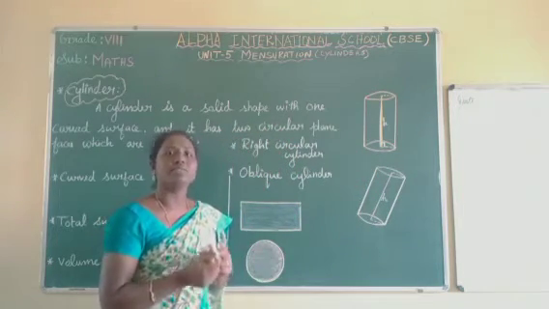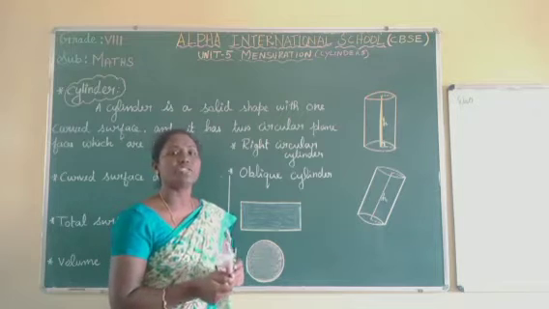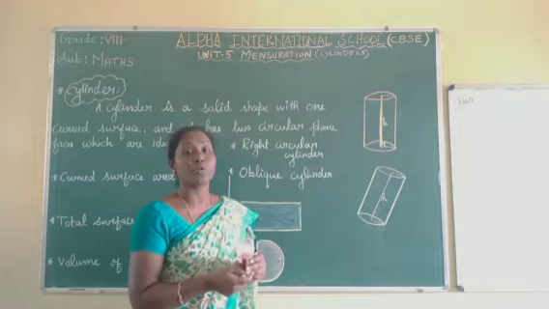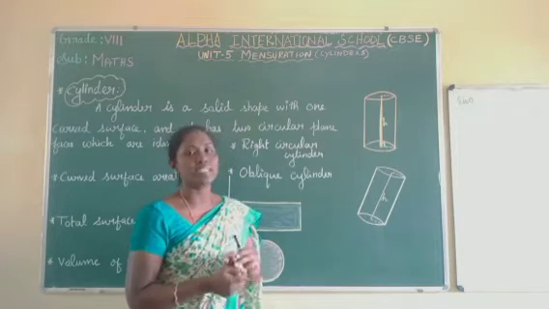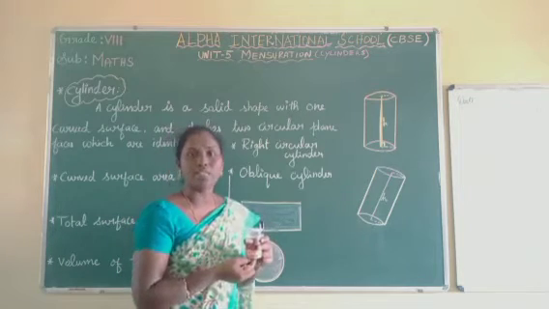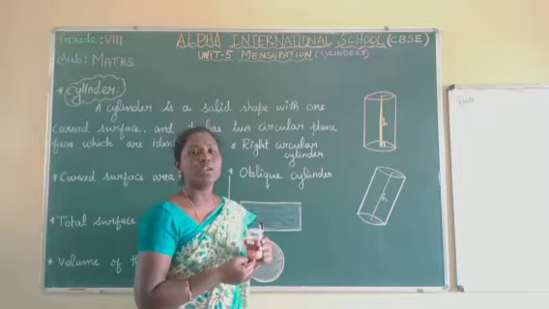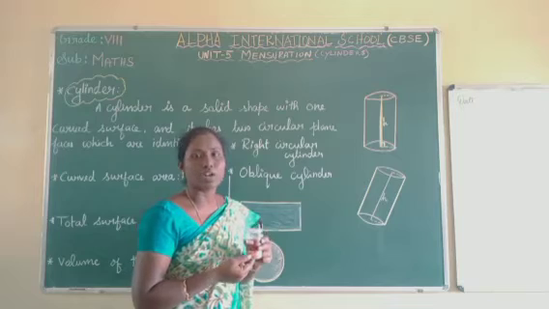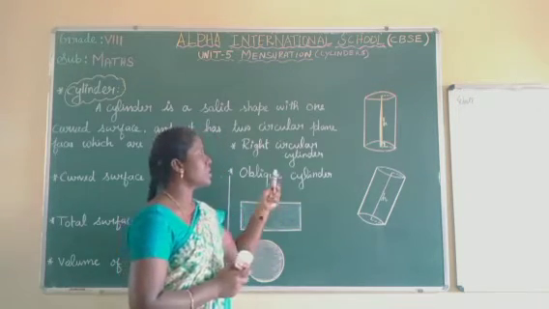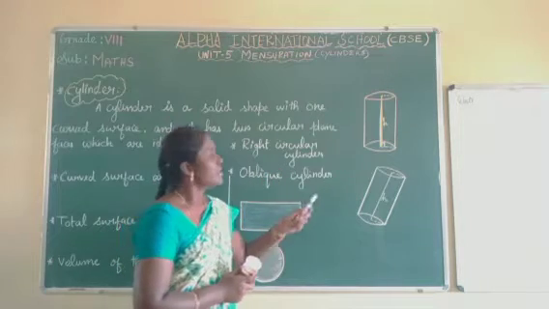In this exercise, we are mainly going to solve the problems based on the right circular cylinder. If it is simply said as cylinder, we have to note it as a right circular cylinder. In the right circular cylinder, the height is always perpendicular. If you join the height of the two identical circular faces, it is always perpendicular. Such a type of cylinder is called the right circular cylinder.